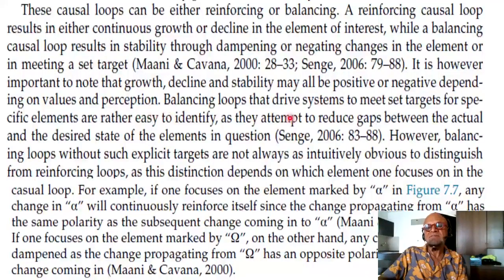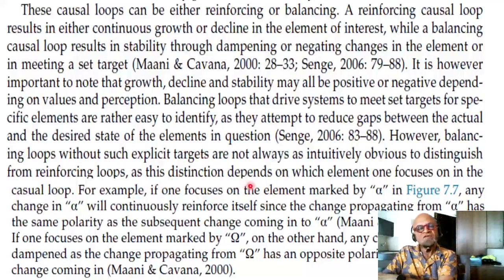Balancing loops that drive systems to meet set targets for specific elements are rather easy to identify, as they attempt to reduce gaps between the actual and the desired state of the elements in question. However, balancing loops without such explicit targets are not always as intuitively obvious to distinguish from reinforcing loops, as this distinction depends on which element one focuses on in the causal loop. It's a bit wordy, but we'll see examples when it will become clearer.